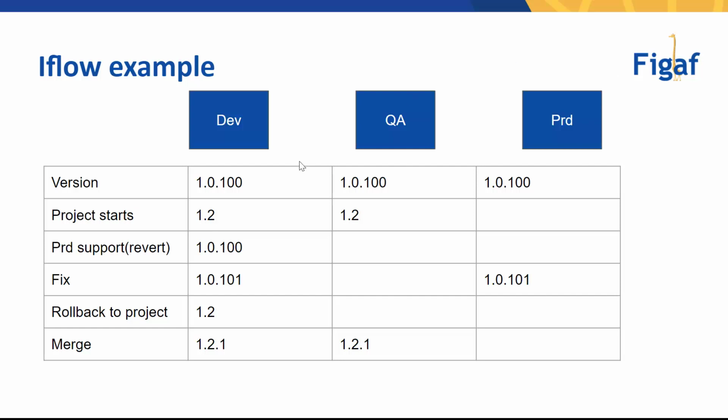We have created an Iflow, version 1.0.100, and moved it into production. Then our project has started. We have created Iflow 1.2 and moved it to QA to do testing there. What happens is we get a support request and we need to fix what's going on. So the way that can be done is the following.